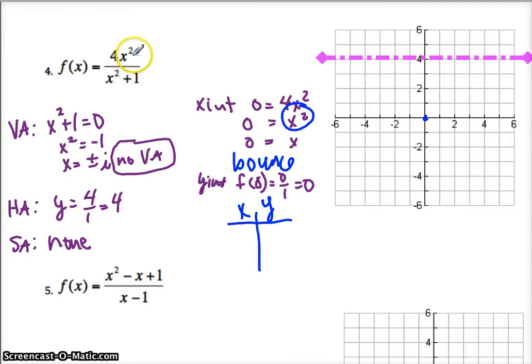When x is -2, -2 squared is 4. 4 times 4 is 16, divided by -2 squared is 4, 4 plus 1 is 5. Well, 16 divided by 5, 5 will go into 16 3 times with 1 left over. So we know we have a point at left 2, up 3 and 1/5.